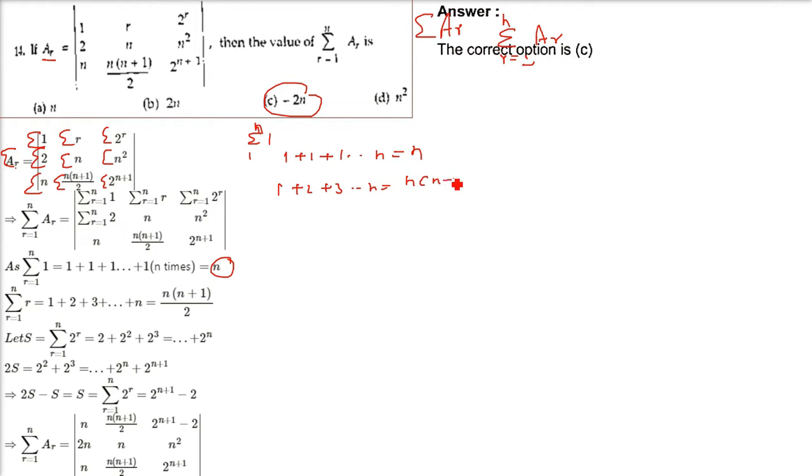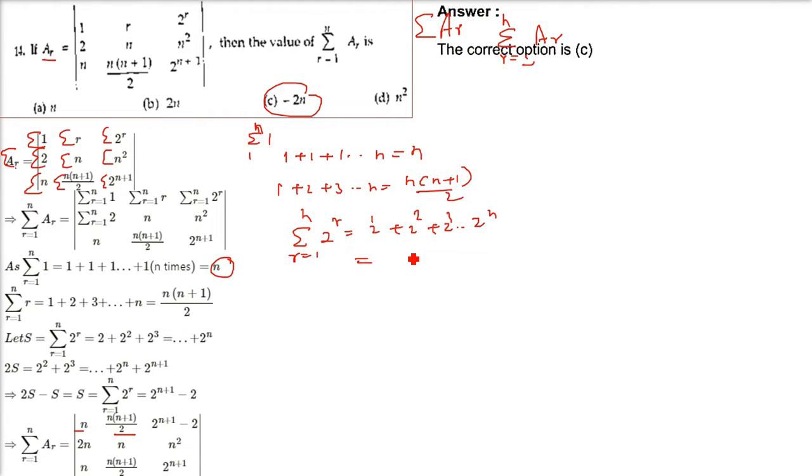What is 1 plus 2 plus till n? It is n into n plus 1 by 2. Okay, n into n plus 1 by 2. So sigma r is n into n plus 1 by 2. What is sigma 2 raise r, r equals 1 to n? 2 raise r is 2 raise 1 plus 2 square plus 2 cube. It goes up to 2 raise n.